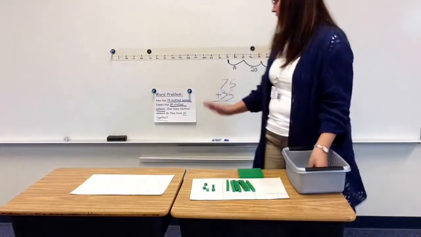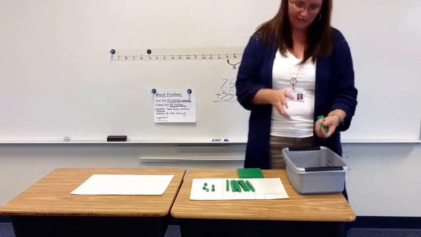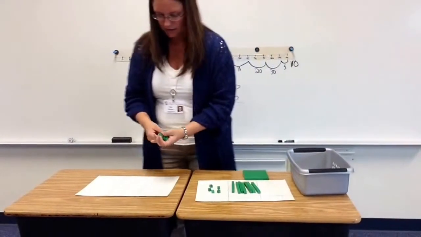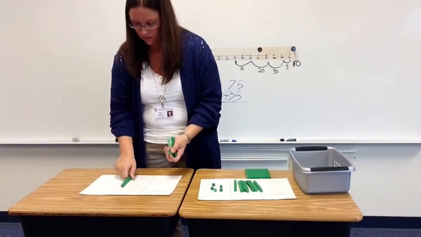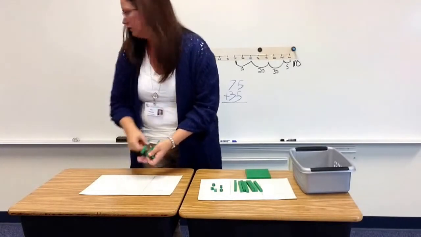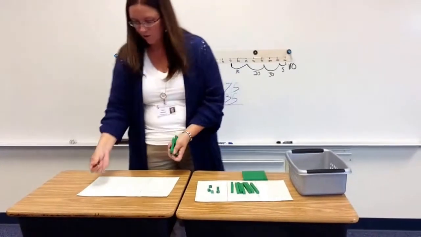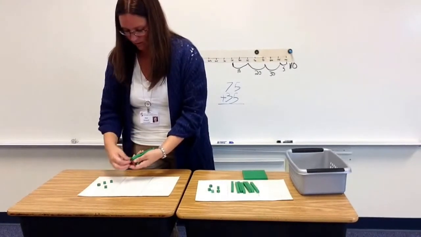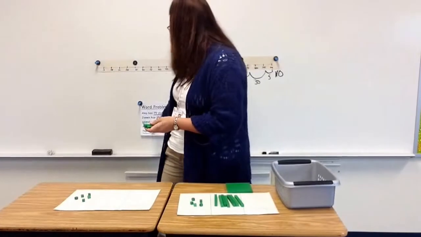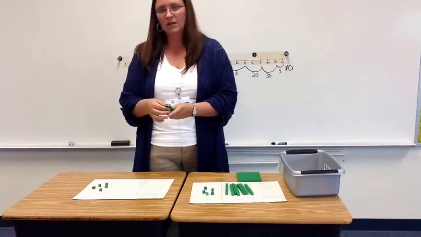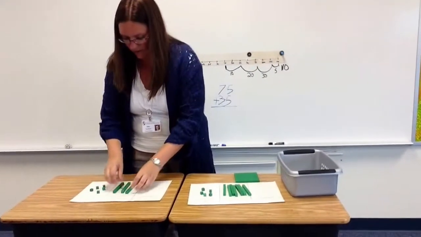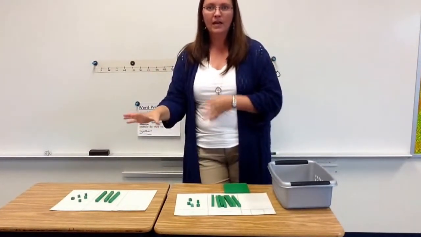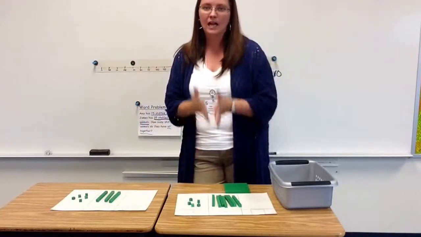Now, let's move on to what James has. James has 35. So we're going to go over to James's, and we're going to put down 5 ones. 1, 2, 3, 4, 5. And then we're going to put down 3 tens because he has 30, 35. Okay, now when we add, we combine. So we're going to combine James's and Amy's, and we're going to get a total.